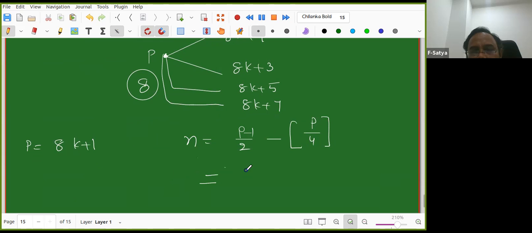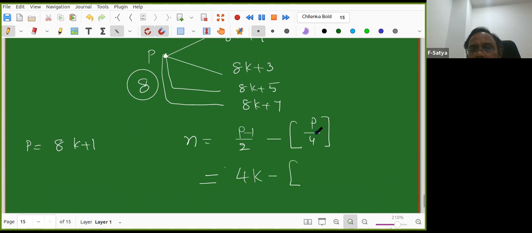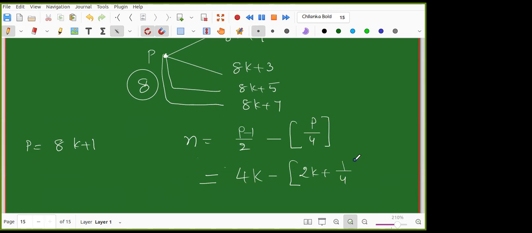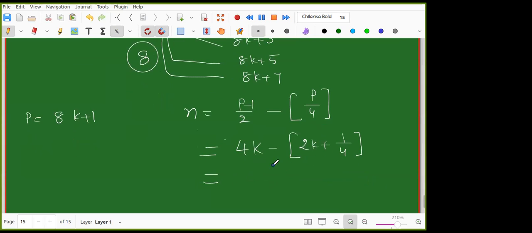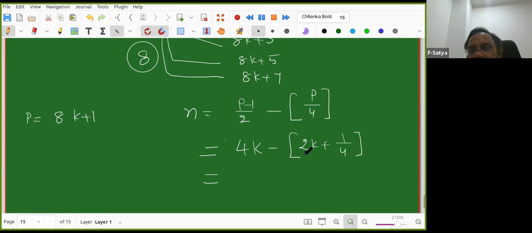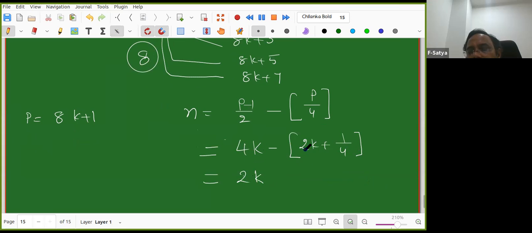So then what happens? Here how much will I get? 4k minus 1, divided by 4, means 2k plus 1 by 4. Do you agree? What is the final answer? It's the greatest integer function. Because this is 4k, the greatest integer of 2k plus 1 by 4 will get 2k.